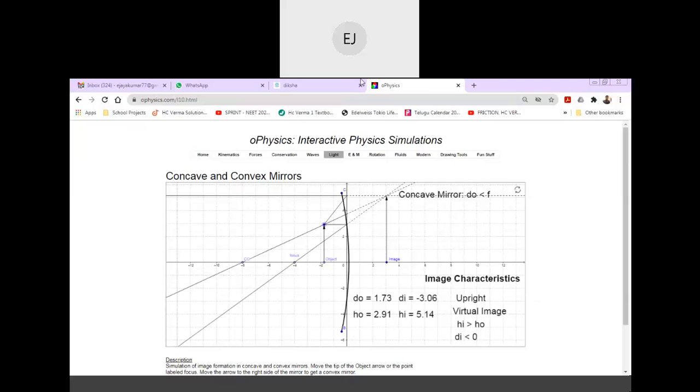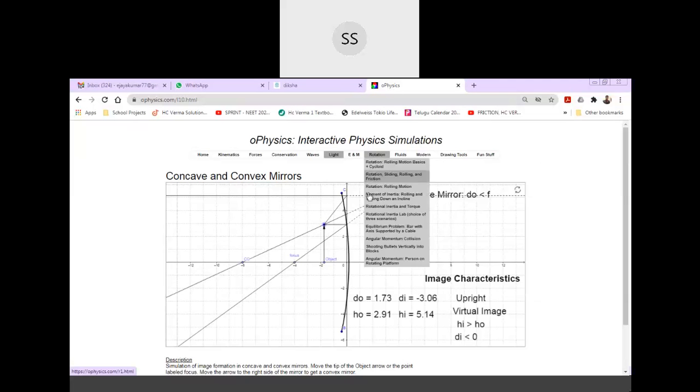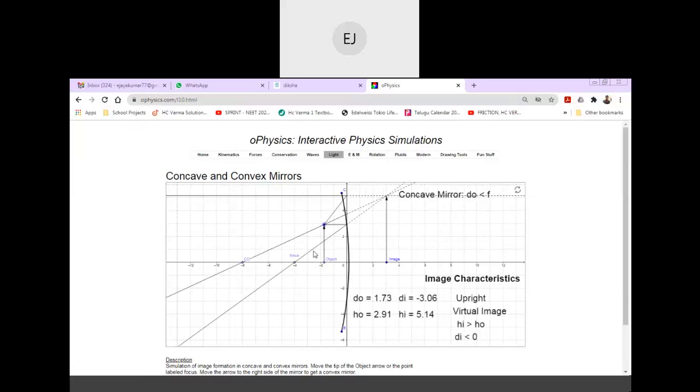Sir, when the object is kept at infinity, then the image will form at the focus. Yes, that experiment is also there, but I cannot keep the object at infinity in this simulation. So that is why I have not shown that.